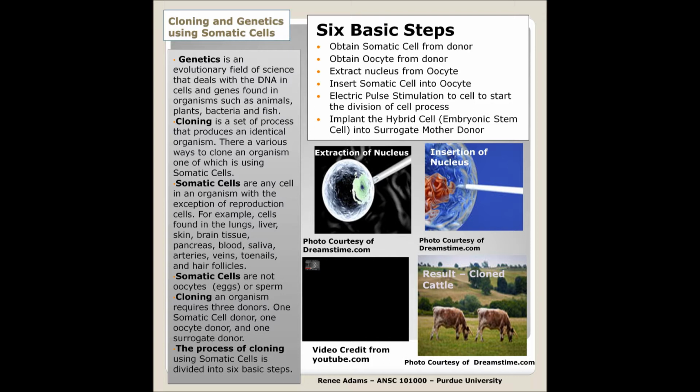Cloning an organism requires 3 donors: 1 somatic cell donor, 1 oocyte donor, and 1 surrogate donor. The process of cloning using somatic cells is divided into 6 basic steps.